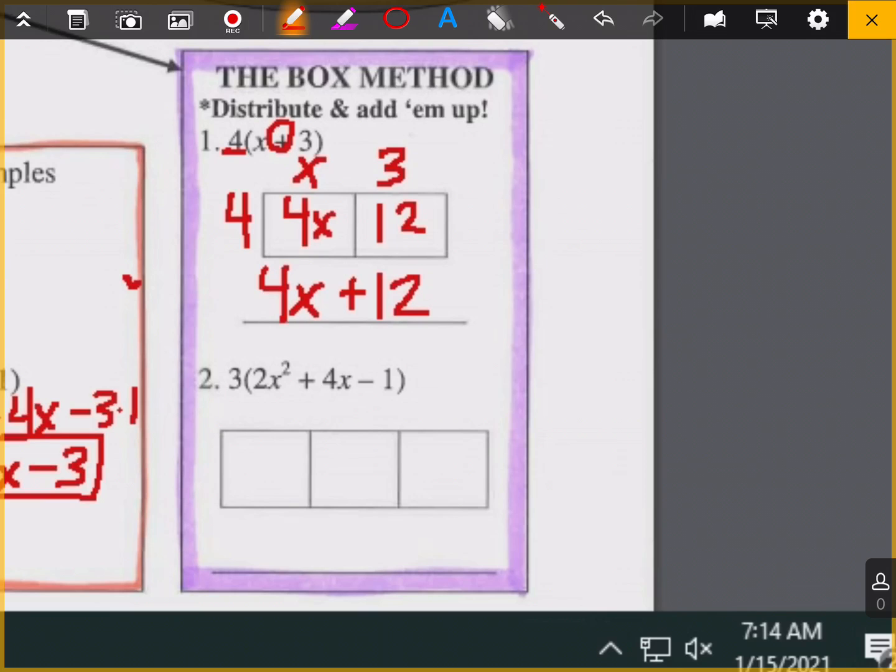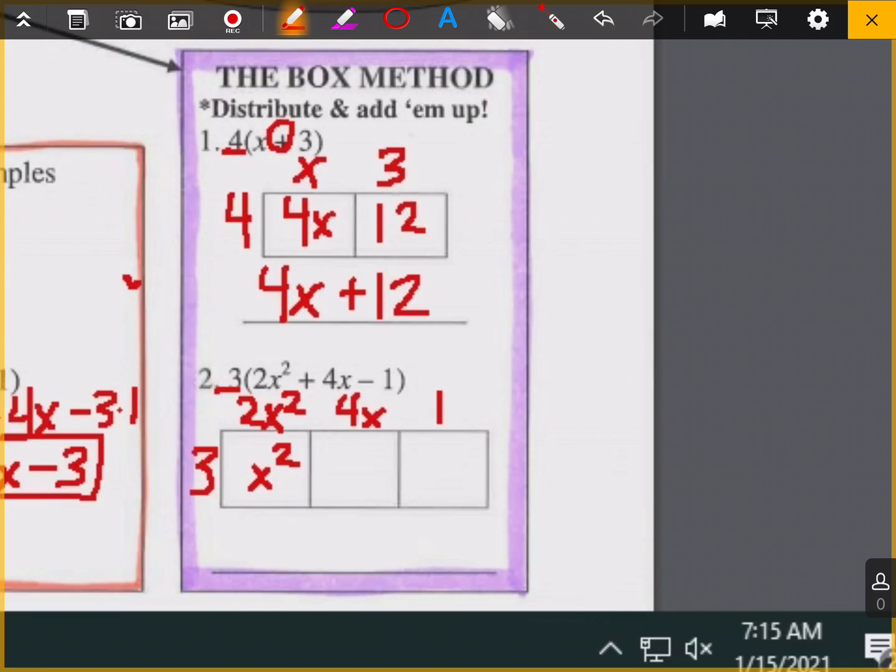We're going to do the exact same thing here for number 2. We're going to distribute that 3, but instead of doing it like we did in the algebraic examples, we're going to use the box. The 3 goes out in front, and then we have the 2x squared, 4x above this one, and 1. We're going to multiply the numbers together and leave the variables as they are because they cannot change.